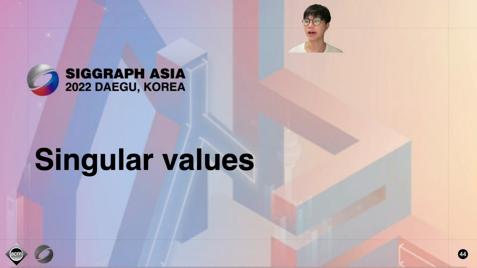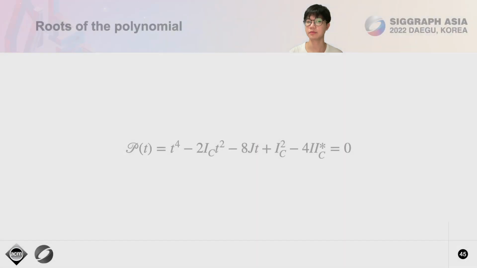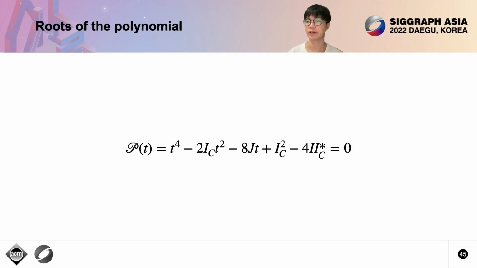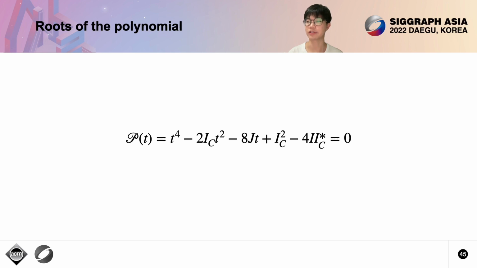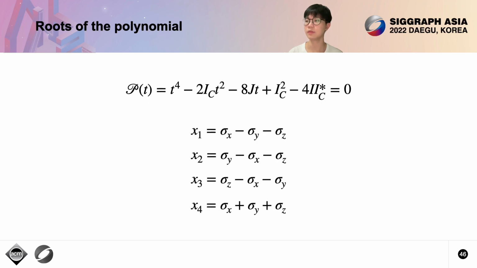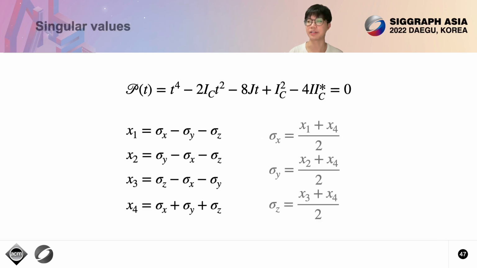Now, I'll talk about an alternative method to obtain the singular values of the deformation gradient in an elegant way. Recall the Cauchy equation. There are 4 roots in total, and they can be expressed in terms of the singular values. Since the 4 roots can be given analytically by the Ferrari solution, the singular values of the deformation gradient can also be given analytically by a combination of the roots.